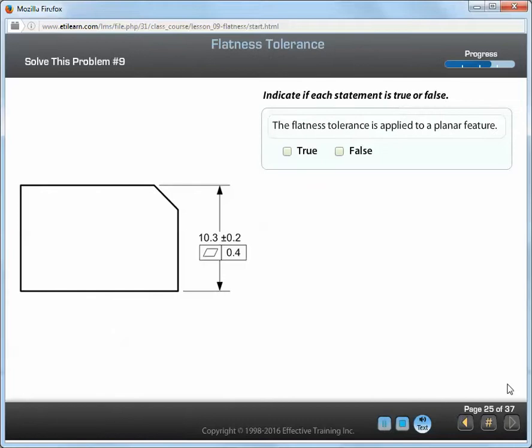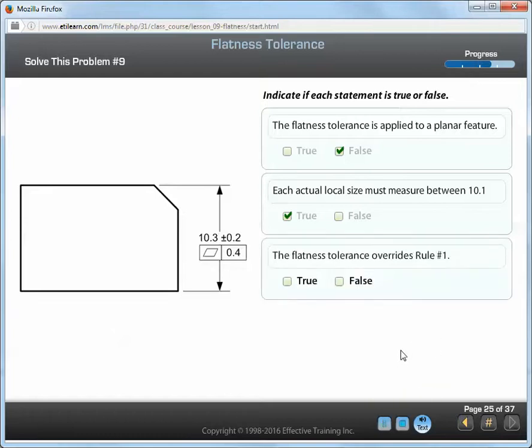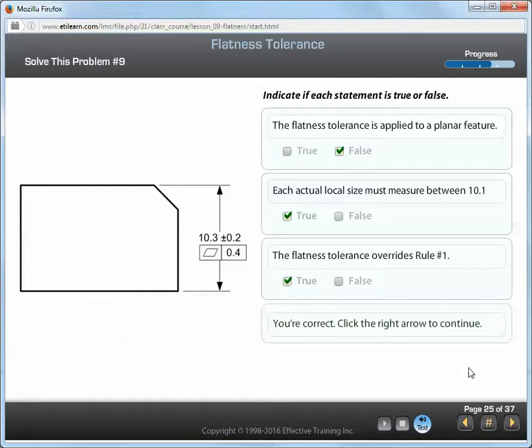The flatness tolerance is applied to a planar feature. You're correct. Each actual local size must measure between 10.1 and 10.5. You're correct. The flatness tolerance overrides rule number 1. You're correct. Click the right arrow to continue.